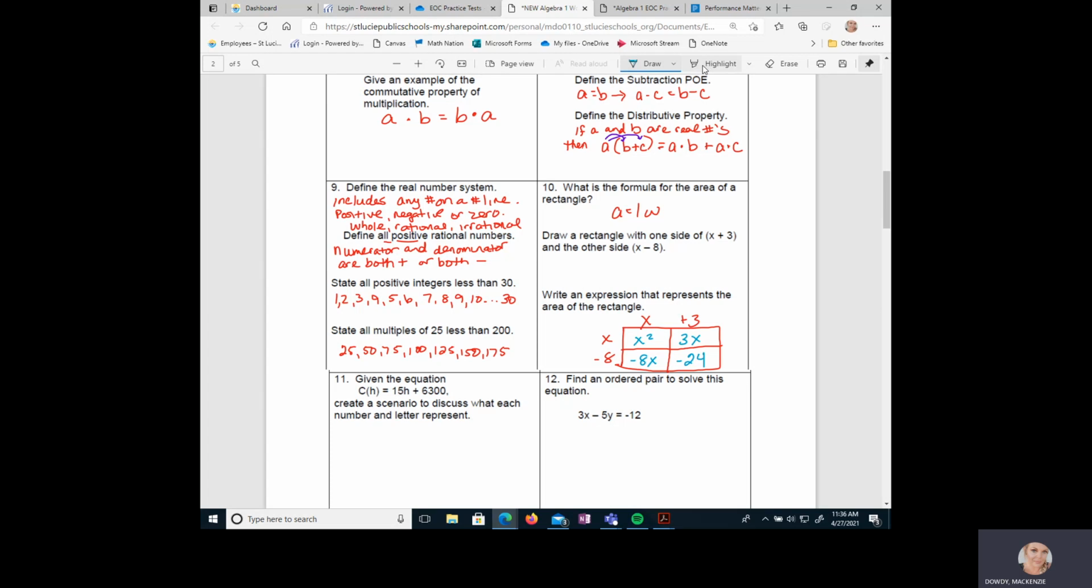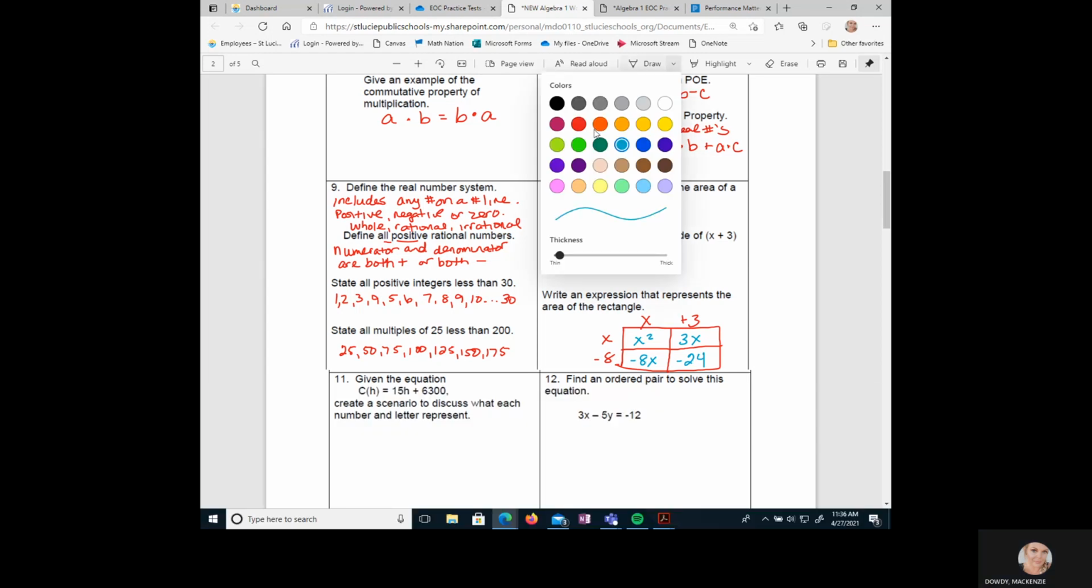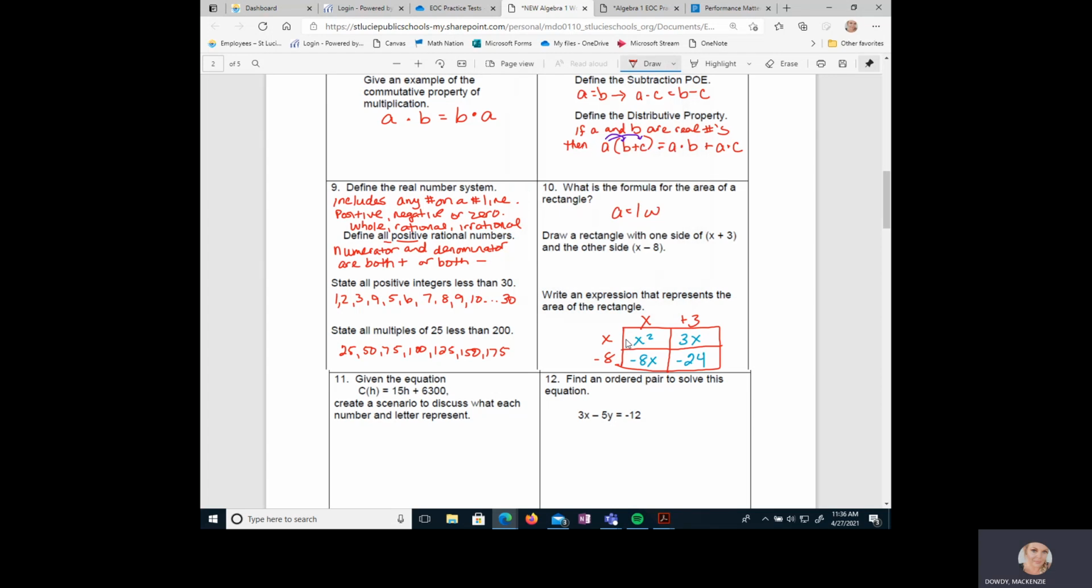Remember we can combine all of our like terms diagonally. So we're going to have x squared, positive 3 and negative 8 is negative 5x, and then minus 24.